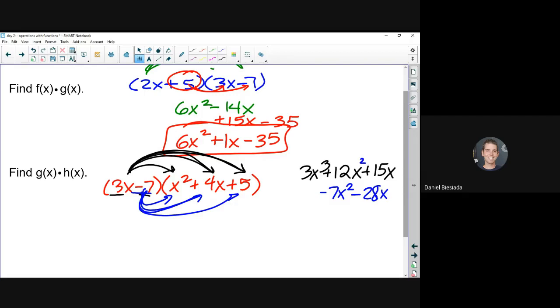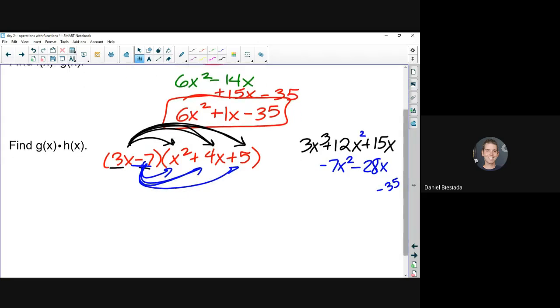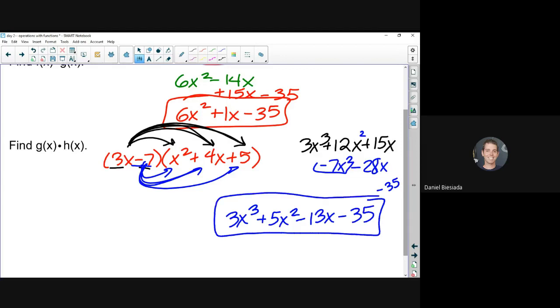It looks like I haven't quite given myself enough space to put that down, so we'll just kind of cramp it in over there. And combining my terms, we'll start with the 3x cubed. We've got 12 minus 7 is 5. We've got a 15x and a negative 28x, which gives me negative 13x, and bring down that negative 35. And that is our final answer for this problem.